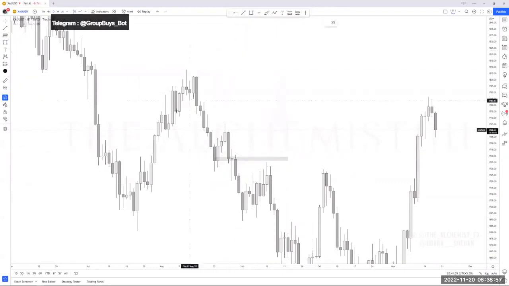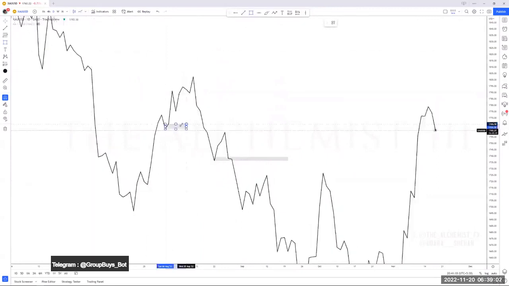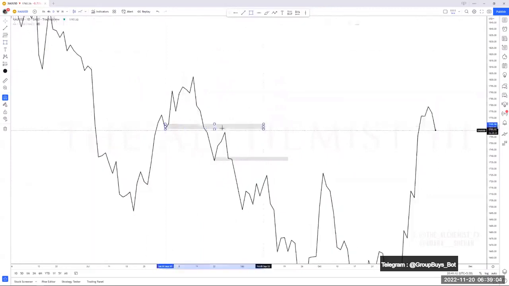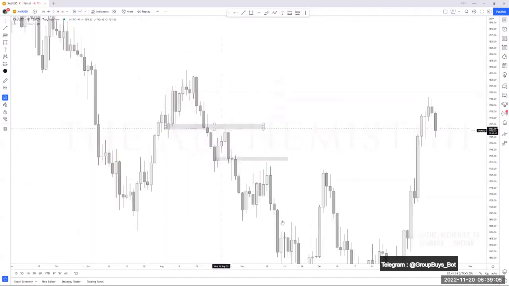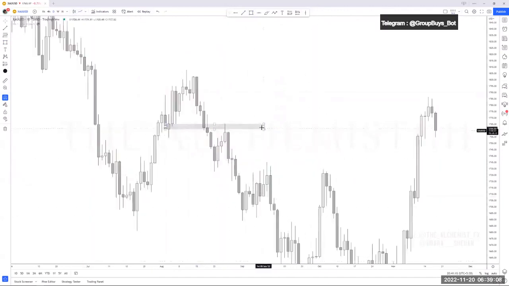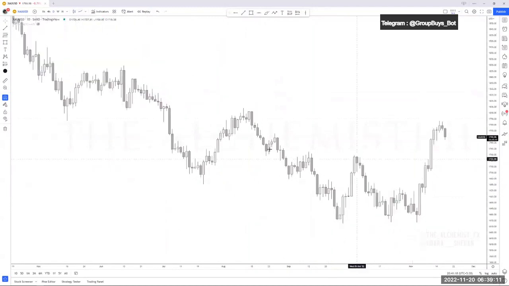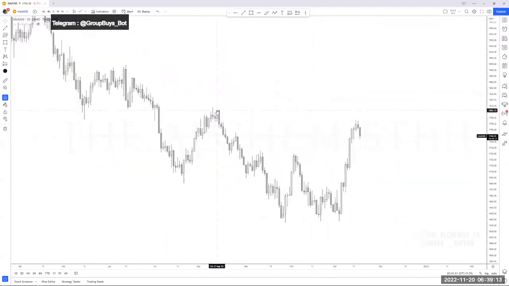For example, here we go. In here, what is this? A support, right? Now it is broken, then it turns into a resistance. So what happens? It taps, then it starts to drop. So these are the examples of the key levels that we use. These are the most common ones.